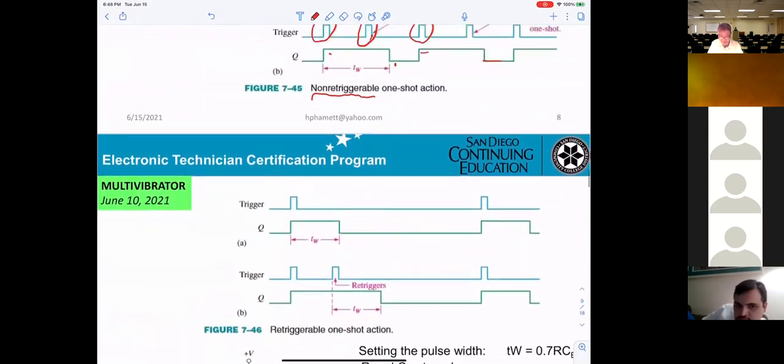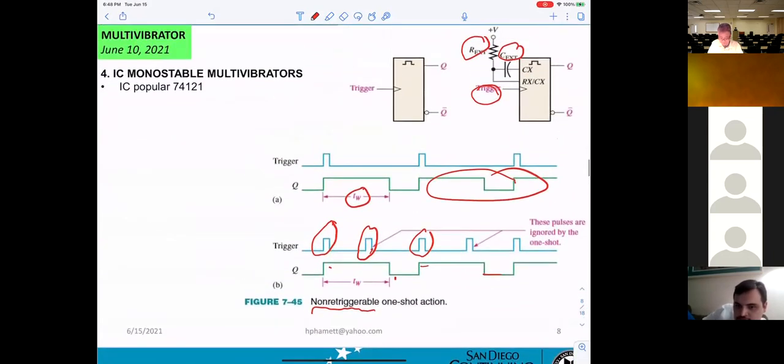Mr. Pham, can you pull down again? What is the difference in the waveform for the A part and the B part? I see the same waveform for Q. The only difference is the trigger. What's the difference between A and B, right?